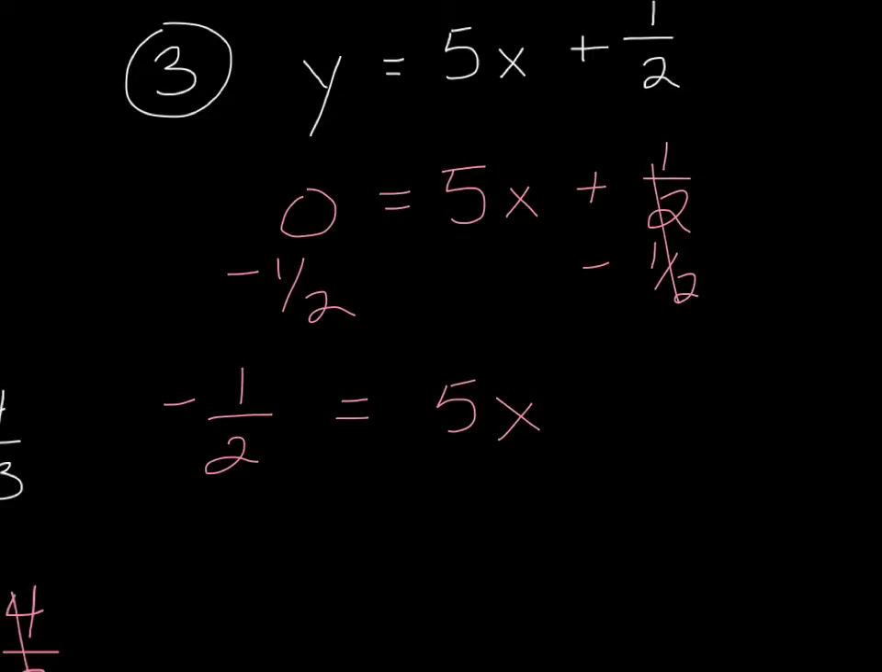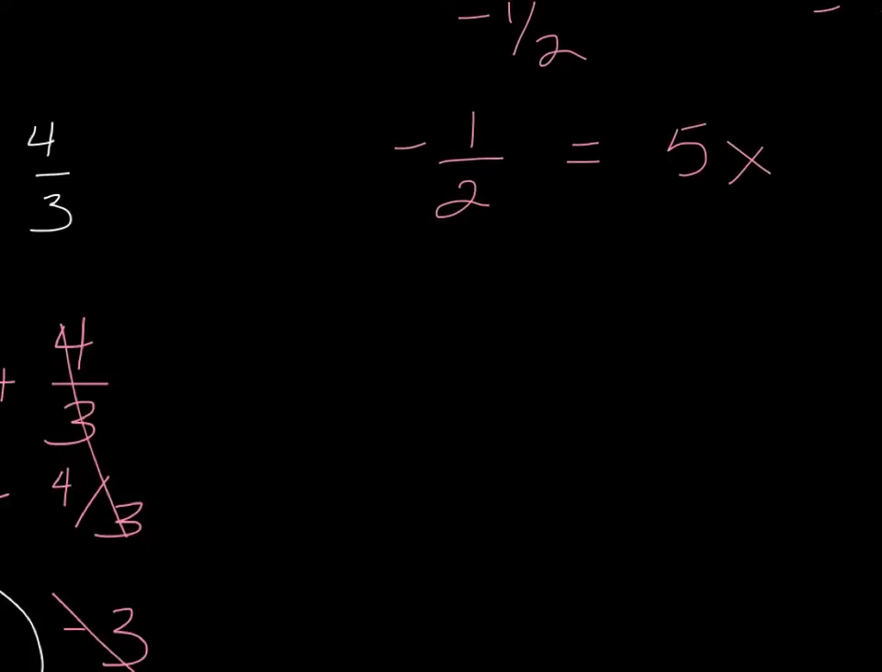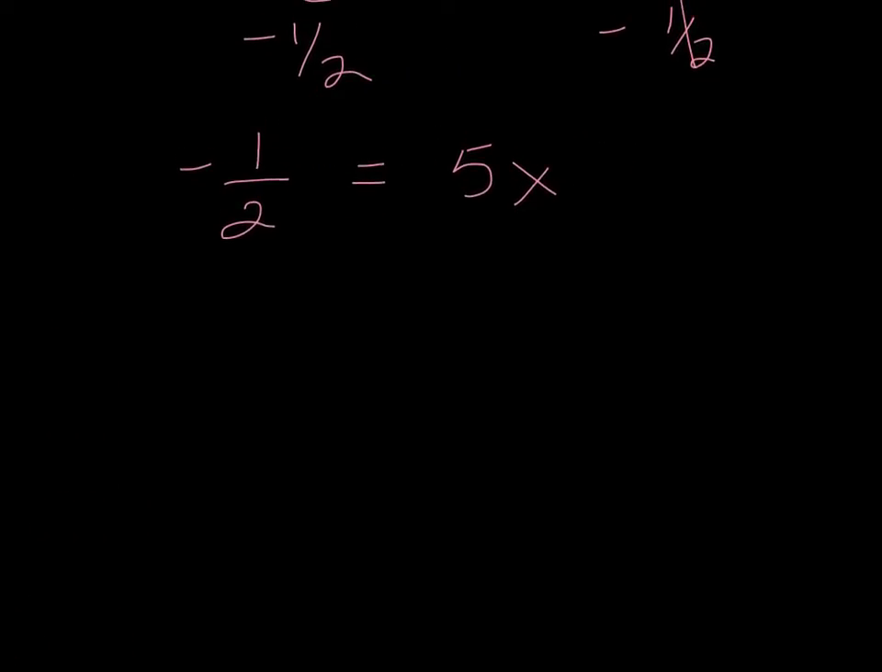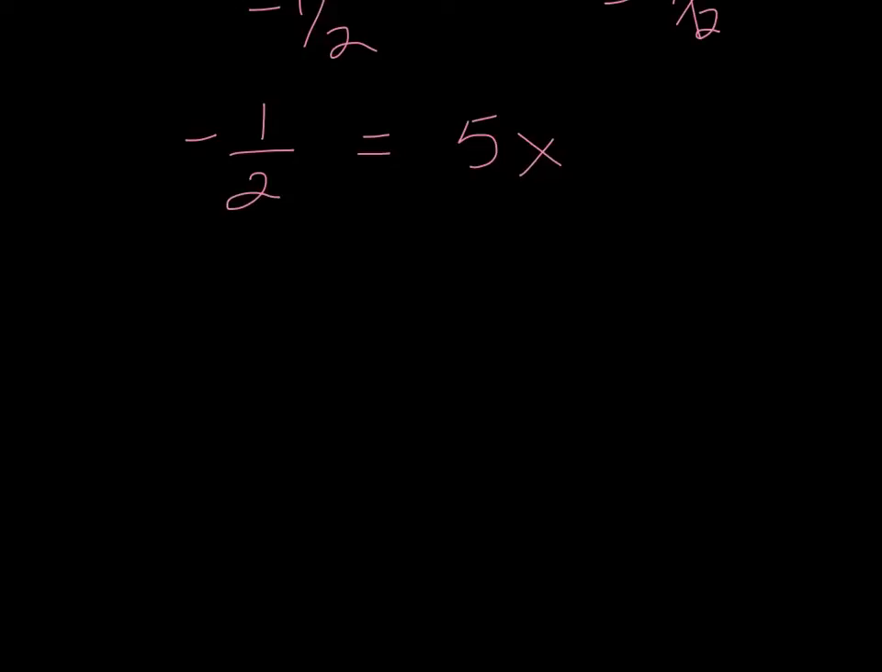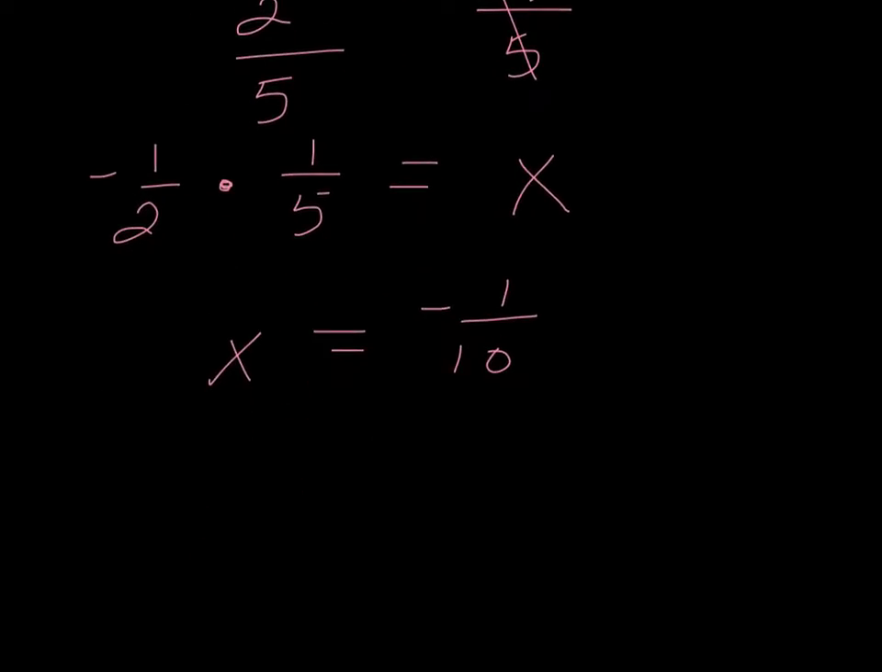Now when you're dividing here and you have a fraction already, you have to be careful about what you're dividing. So when you divide by 5 here, 5 divided by 5 is 1, so we're left with just 1x. And when we divide here, it's actually -1/2 divided by 5, or in other words, times 1/5. So we get x equals -1/10. And that means our x-intercept would be (-1/10, 0).